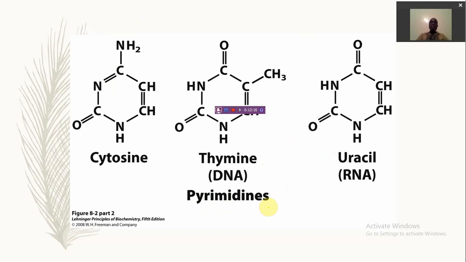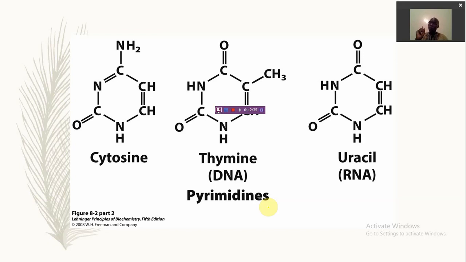Now pyrimidines, we have 3 types of pyrimidines, and I told you earlier the difference between a pyrimidine and a purine is that a purine will have 2 rings but fused together. Okay.